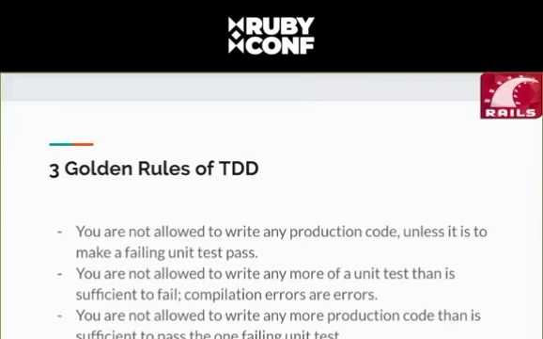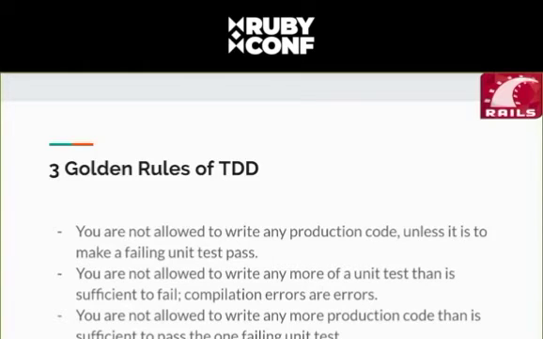And the second rule is you're not allowed to write any more of a unit test than is sufficient to fail. This means that we need to write the minimum; even while writing tests, we don't need to write the whole application's tests at once. We just need to write one specific unit test for one specific functionality of the application, and write the test for that.